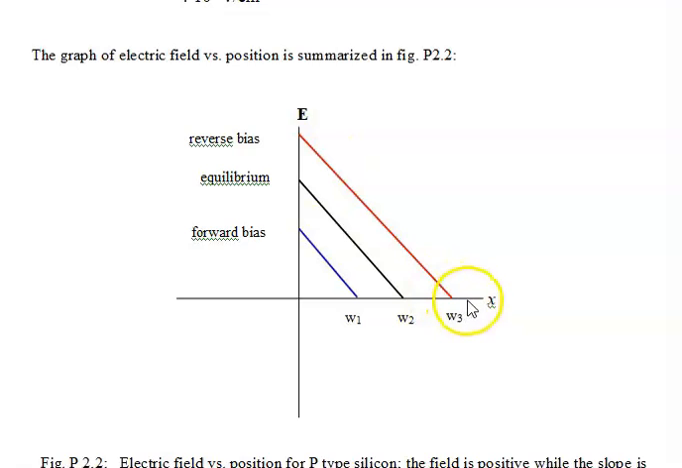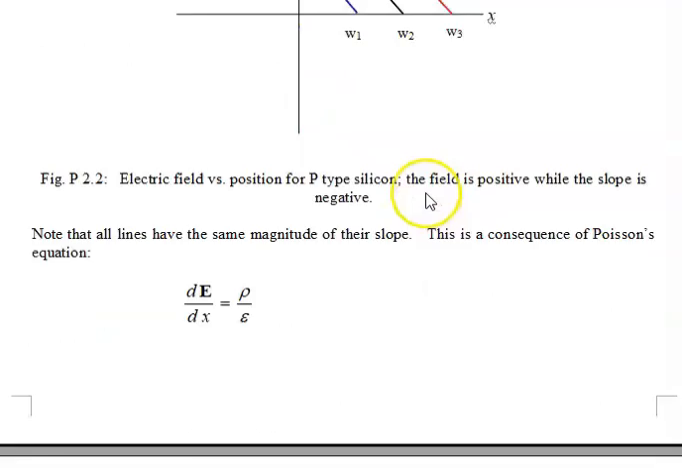The electric field in the quasi-neutral region, which is here, is 0. At equilibrium, we have the middle line, and in reverse bias, we have higher electric fields, and in forward bias, we have smaller electric fields, but the slopes are the same. Why is the slope the same? Well, we saw that from the CV diagram. Also, the slope depends only on the doping density, and the doping density does not depend on the bias.